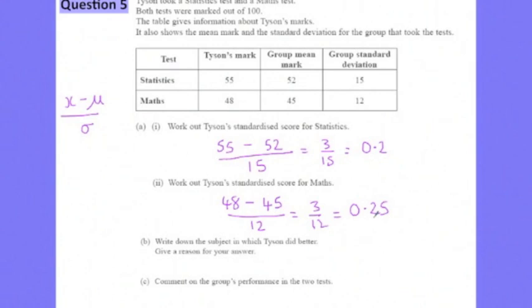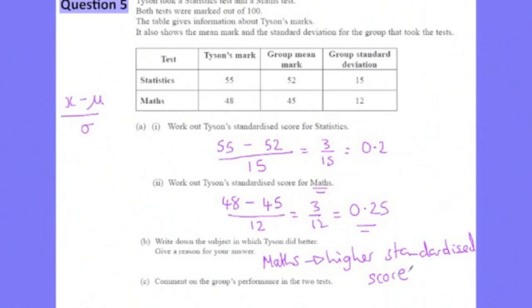We're then asked to write down the subject in which Tyson did better and to give a reason. Which subject did he do better in? Tyson's score was better in maths. Why? Because his standardized score is higher. So which subject? Maths. Why? Because he has a higher standardized score. This means that his mark was further from the mean of the group. Therefore, he did better in maths than in statistics.